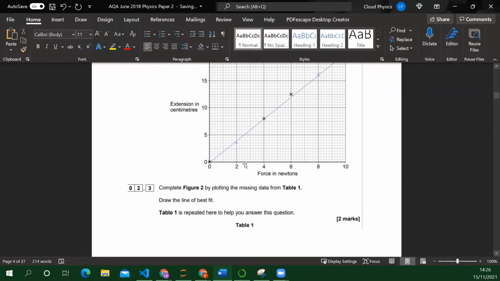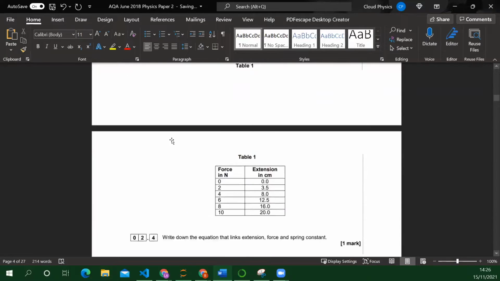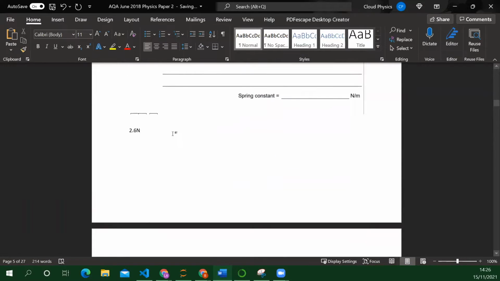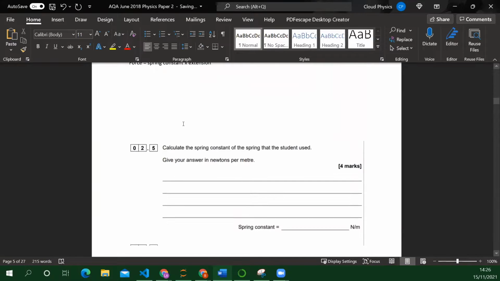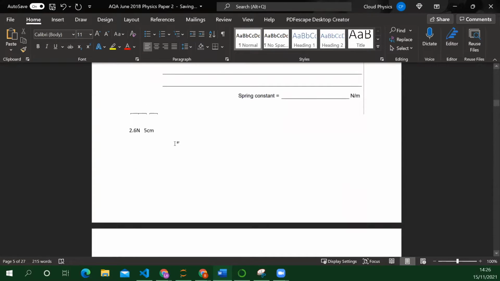Was 5. Okay, so I chose it nice and easy. So yeah, always choose the convenient point. You don't have to make your life difficult. Okay, so the force is spring constant times extension.